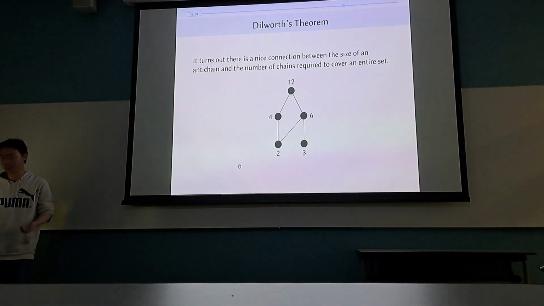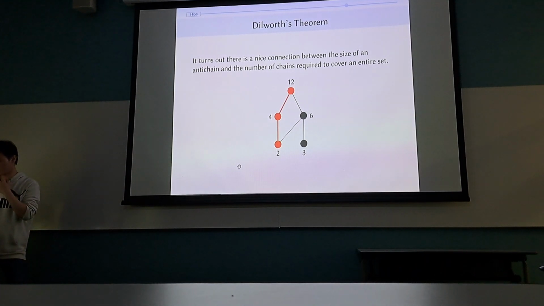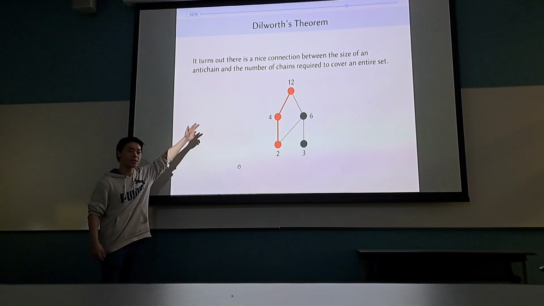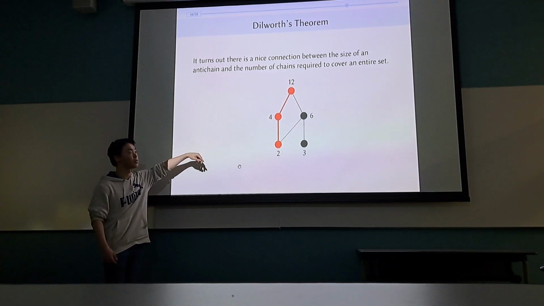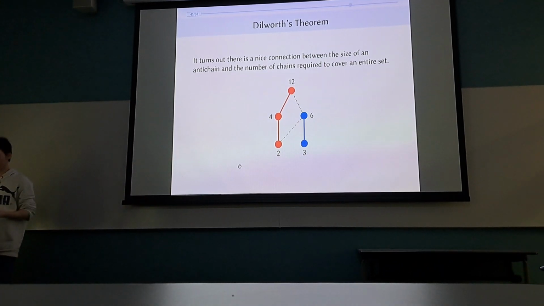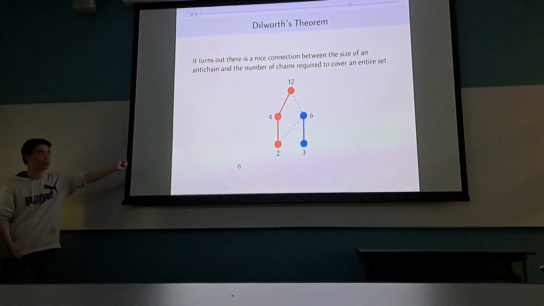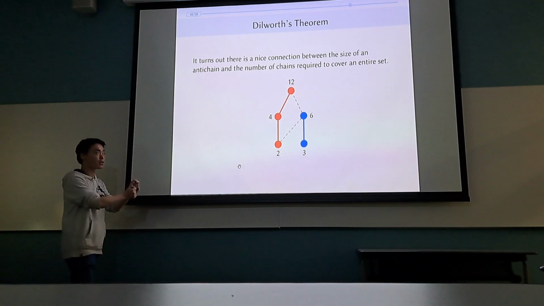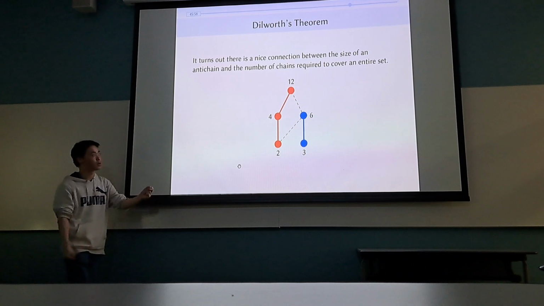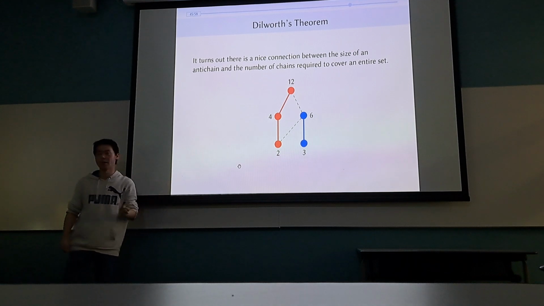If I look at this example here, there are a couple of things that we can note. The first thing is that if I take 2, 4, 12, that forms a chain. All of the elements inside of my chain are completely comparable. But also, 3 and 6 are comparable. So these two things form a chain, and together they completely partition my actual set. These chains completely cover all of the points inside of my set.